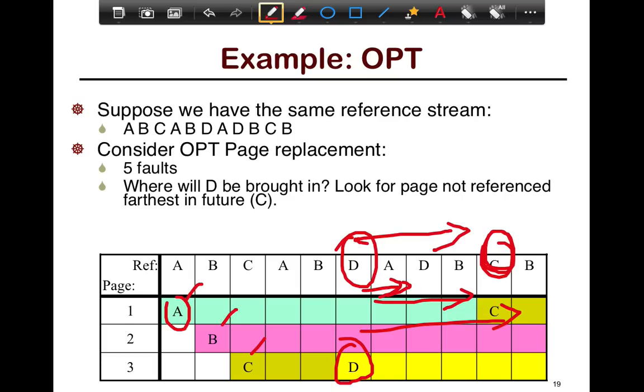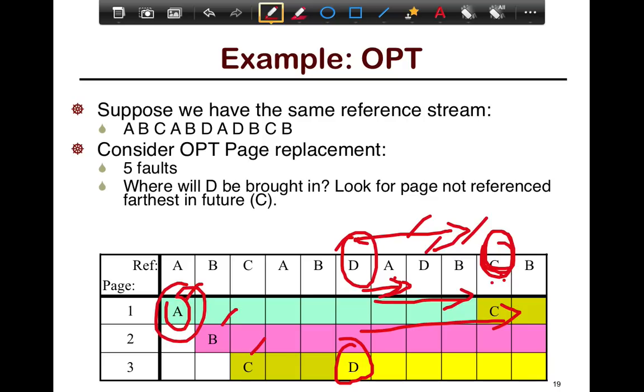Subsequently, A and B are hits. D is also a hit. But then when C happened again, it didn't have space. So again, at that point, you look far ahead into the future, and you figured out that A was a good candidate.